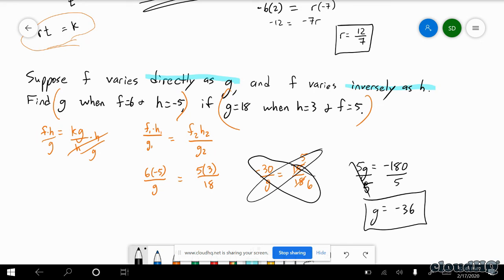Good question. What would be if we wanted to find the constant of that variation? Really, k ends up equaling the f times the h divided by g. So we could have had, sorry, I shouldn't use the 6. I need the full set of data. I would use this over here. F was 5 times h, which is 3, divided by g, which is 18. So that's the 15 over the 18 simplifies to 5/6. So k would be 5/6.